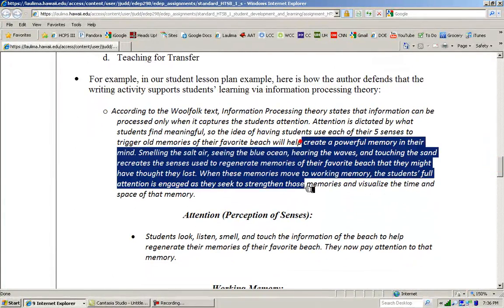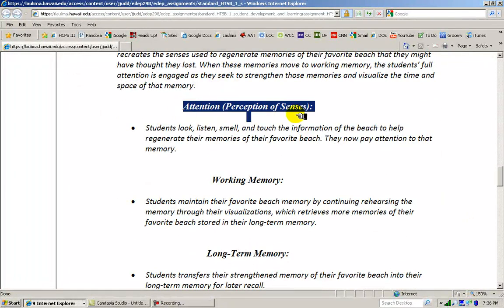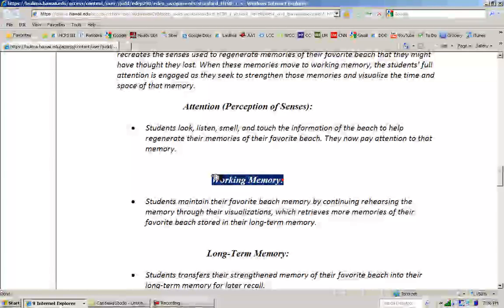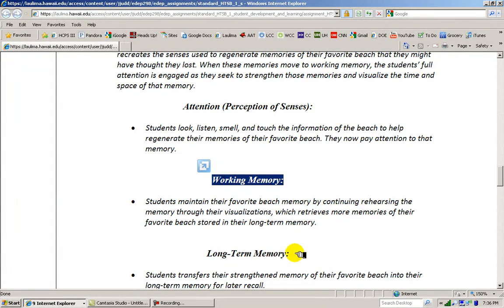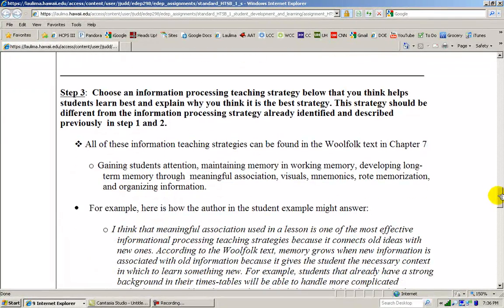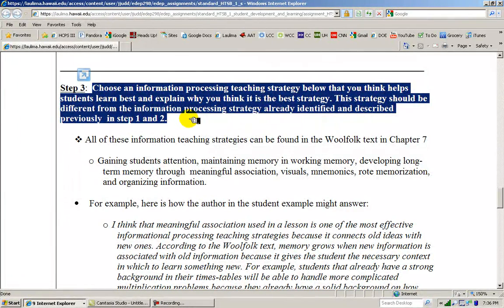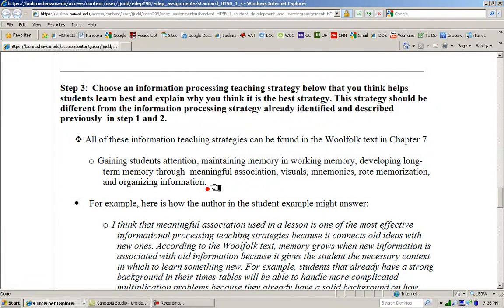And so here's an example of that. Notice that it talks about how the information got in, how it got stored temporarily, and how it got into the long-term memory, just like you did with classical and operant conditioning. Then, in step 3, choose a teaching strategy from information processing that you think will help your students learn best.